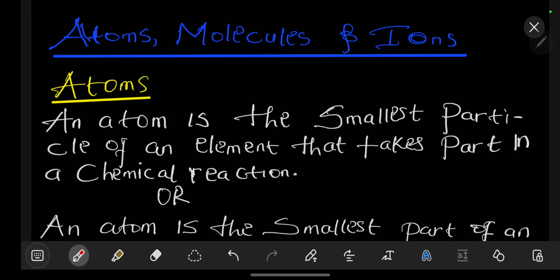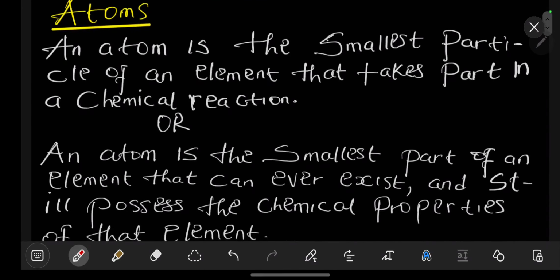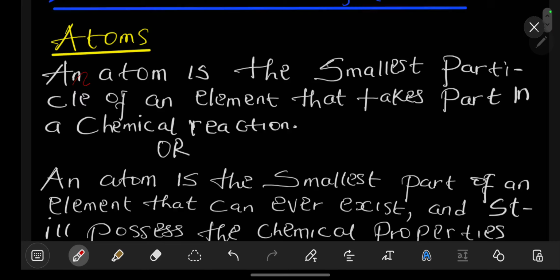So you will need the definition of an atom, the definition of a molecule, and that of an ion. We have two definitions for atom, really quick. So let's get down to brass tacks. The first is this one: an atom is the smallest particle of an element that takes part in a chemical reaction. This is the most basic definition for an atom. So if you are asked to define an atom in your chemistry test, this is the simplest one you can write without racking your brain necessarily.